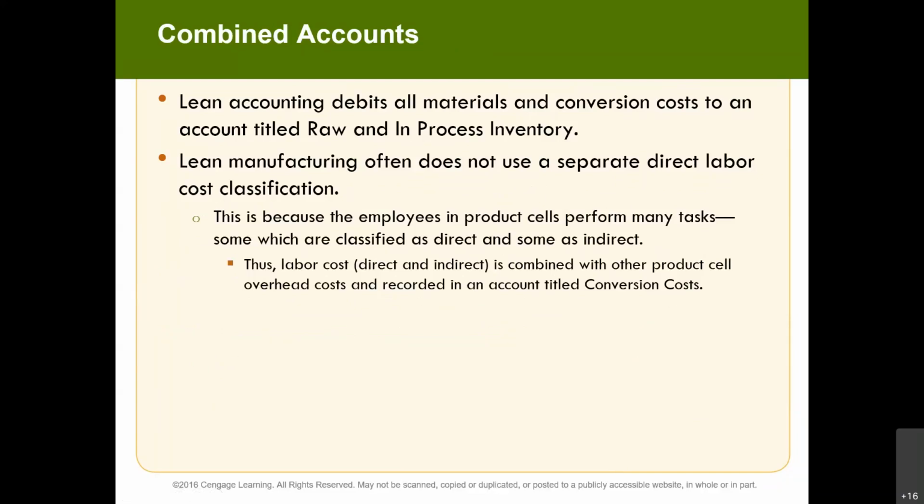So when we combine accounts in lean accounting, we debit all materials and conversion costs into an account called raw and in-process inventory. Basically, we combine raw and in-process inventory together into one account. Lean manufacturing often does not use separate direct labor cost classifications. This is because employees in product cells perform many tasks and are cross-trained. Some of these are classified as direct and some as indirect labor. So the labor costs of direct and indirect labor are combined with other product cell overhead and recorded in an account called conversion costs. We learned about conversion costs in earlier chapters.